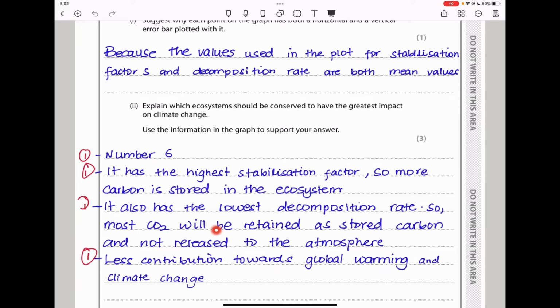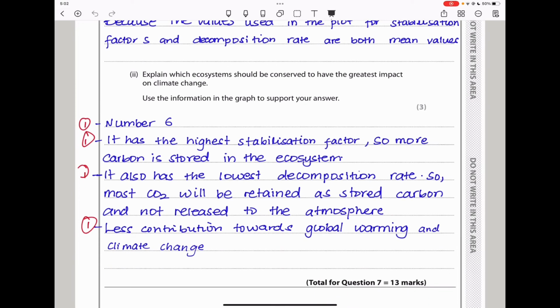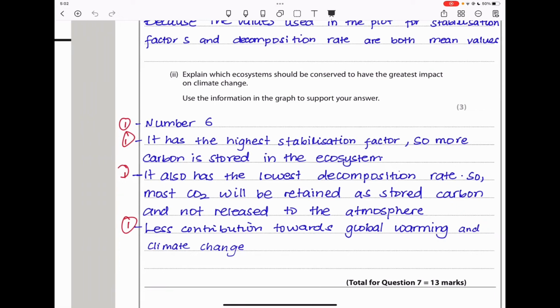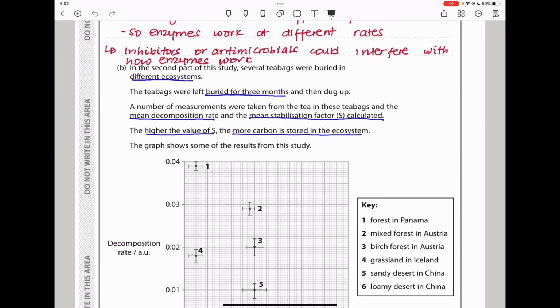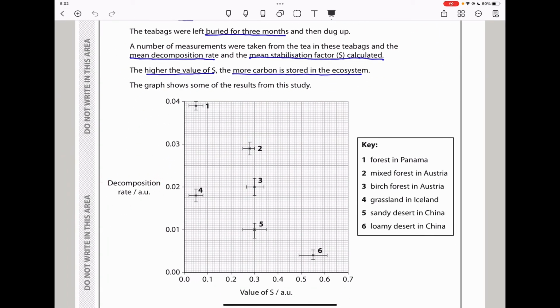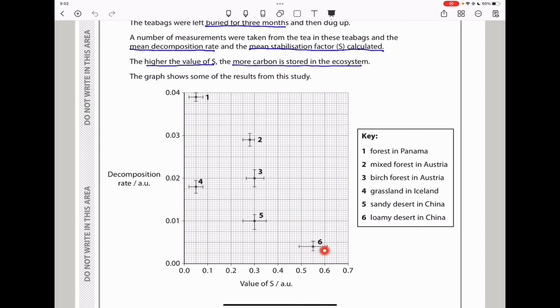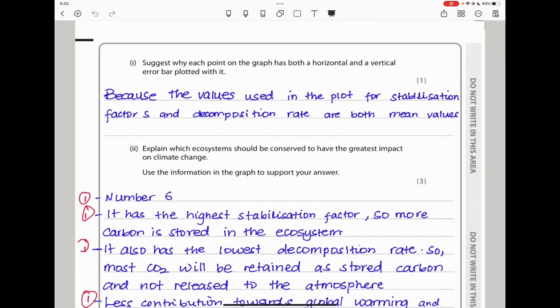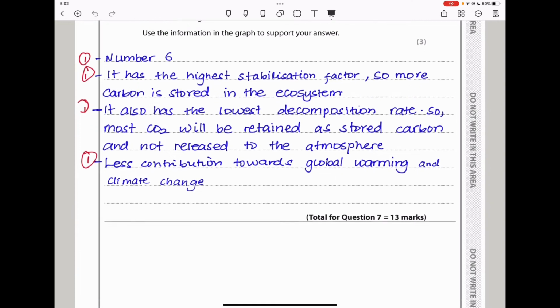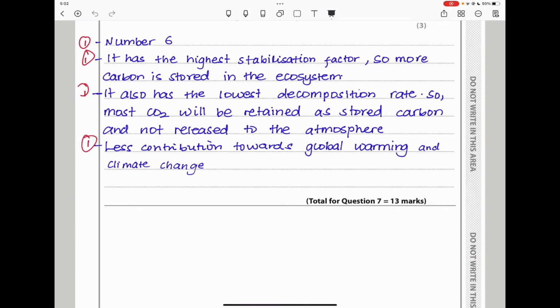So most CO2 will be retained as stored carbon and not released to the atmosphere. And then there will be less contribution towards global warming and climate change. Again, to take you back here, we can see this part here, since the vertical axis is decomposition, it had the least decomposition, yet it has the highest stabilization factor, so we can know that this is going to have the least release of CO2 to the environment, leading to the least change in causing climate change.